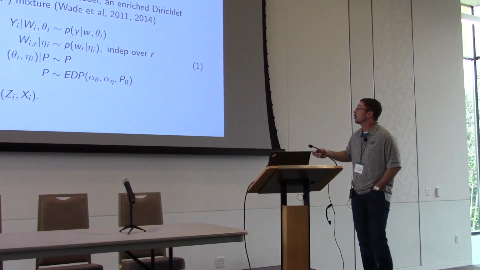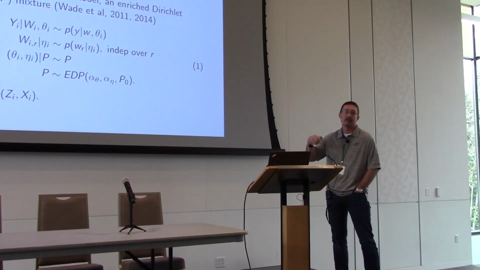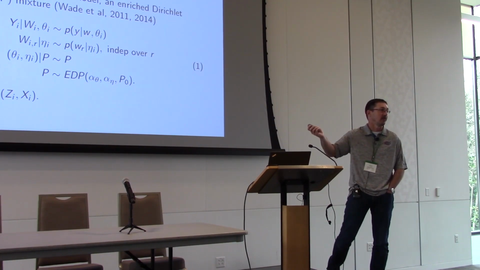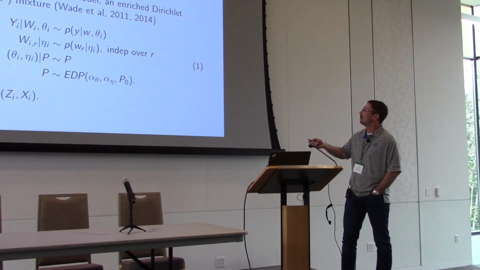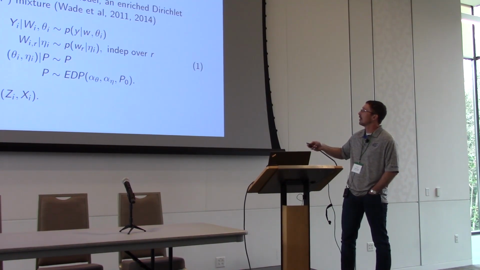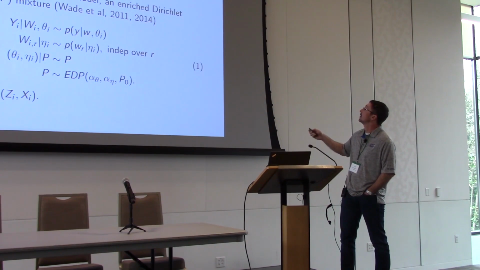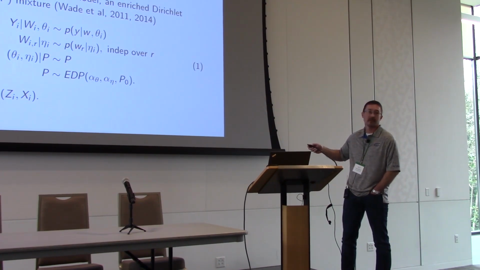mixtures. And I'm just going to quickly step through this. For those of you who work on Bayesian nonparametrics, this is probably familiar. If you don't, maybe not. So here's the outcome regression for subject i, and this is theta i. Here's the distribution of all the potential confounders and exposure. Here, we're going to assume those are independent over R.